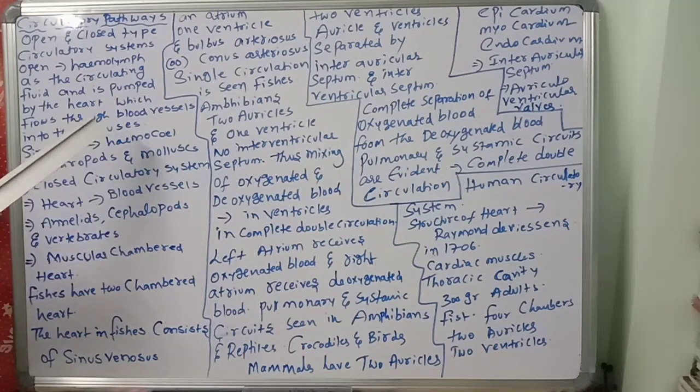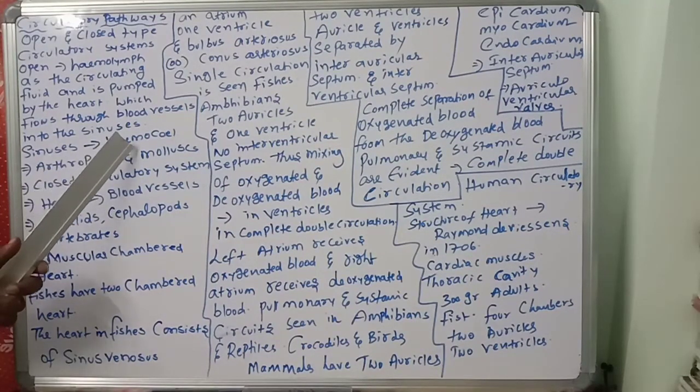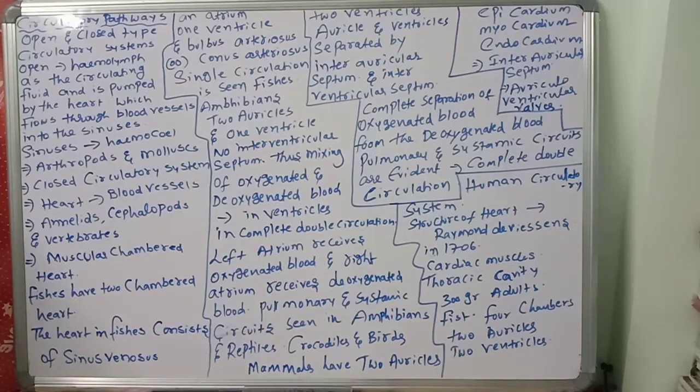So the sinuses are very important. Sinuses are also referred to as hemocoel, the gaps, the spaces. The open circulatory system is seen in arthropods and most of the mollusks. Once again, there are two types of circulatory pathways.